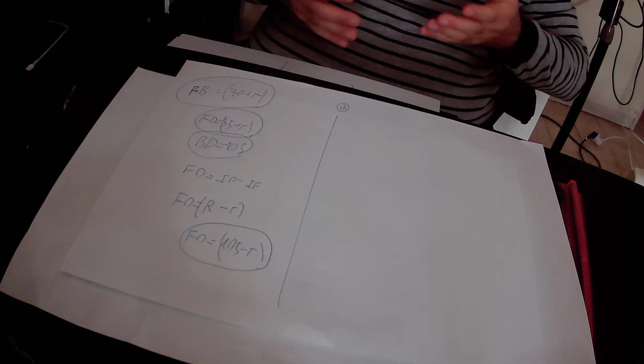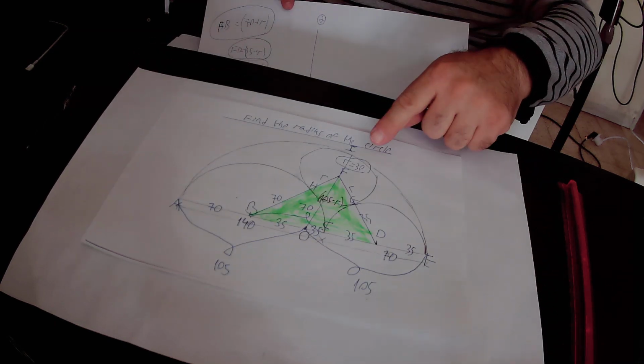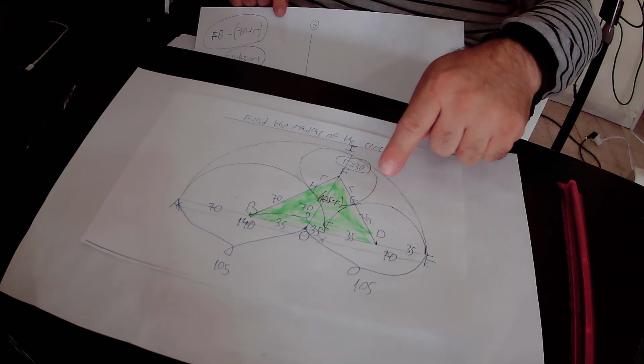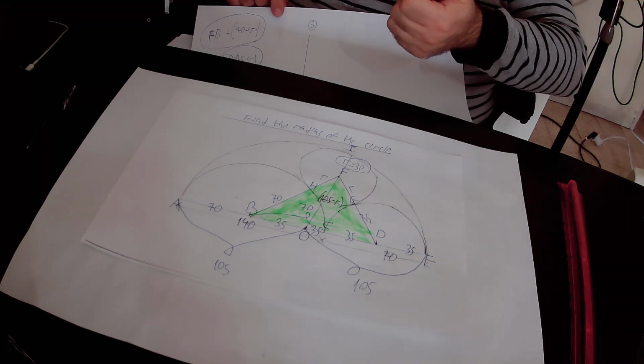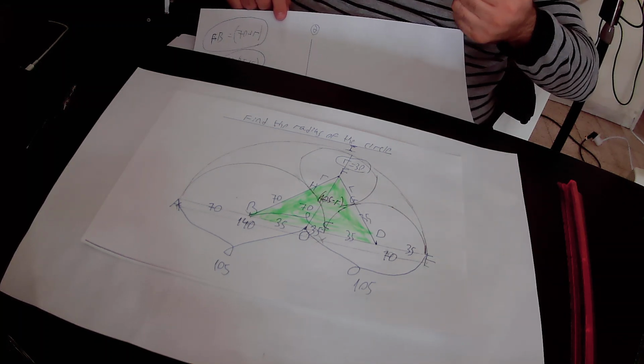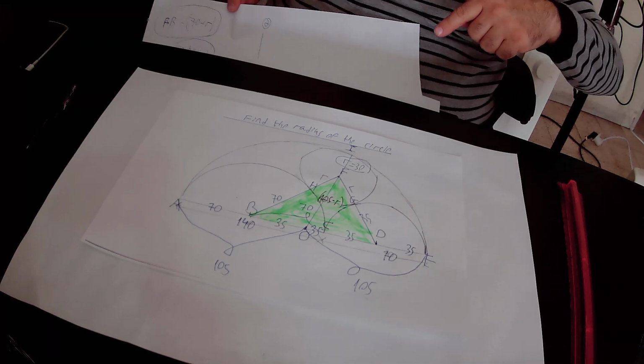This is actually the addition of the two radii with each other. Why? Because the radius of this circle is small r and the radius of this circle is 35 units, and the addition of the two radii is 35 plus r units. So FD equals 35 plus r units.